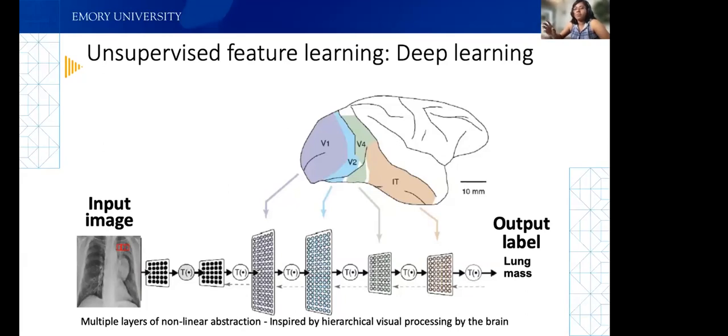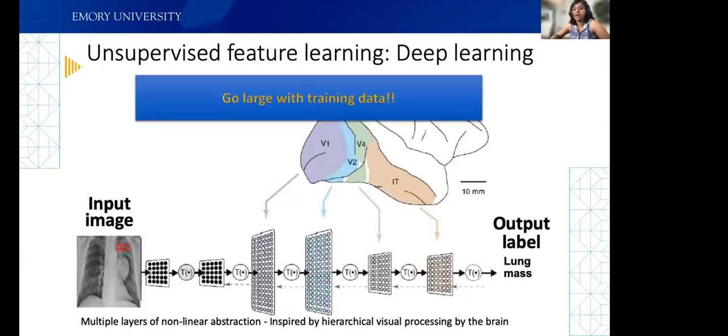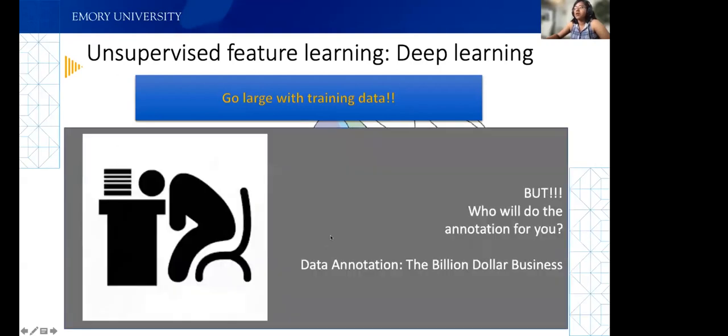But the only big mantra about deep learning is that you have to go large with the training data. If you have very, very small training data, it's probably impossible to stabilize a large network that can extract meaningful information for your targeted prediction task. But if you need to go large with the training data, you need a lot of annotation from the expert.